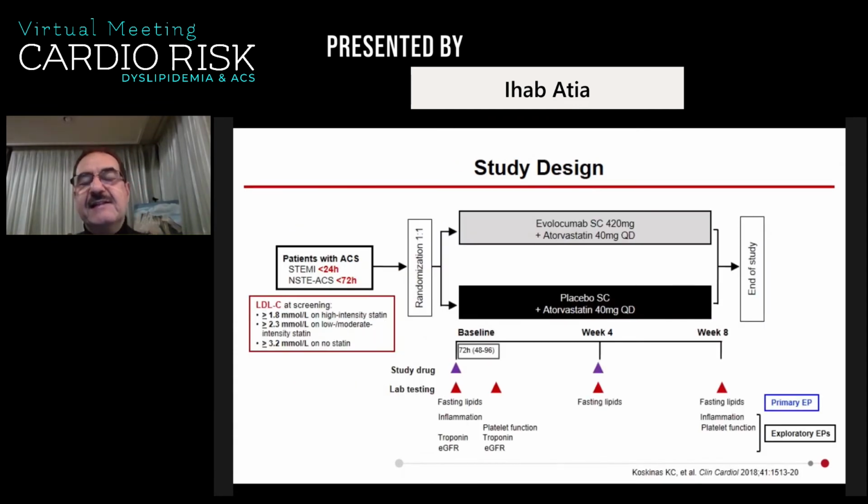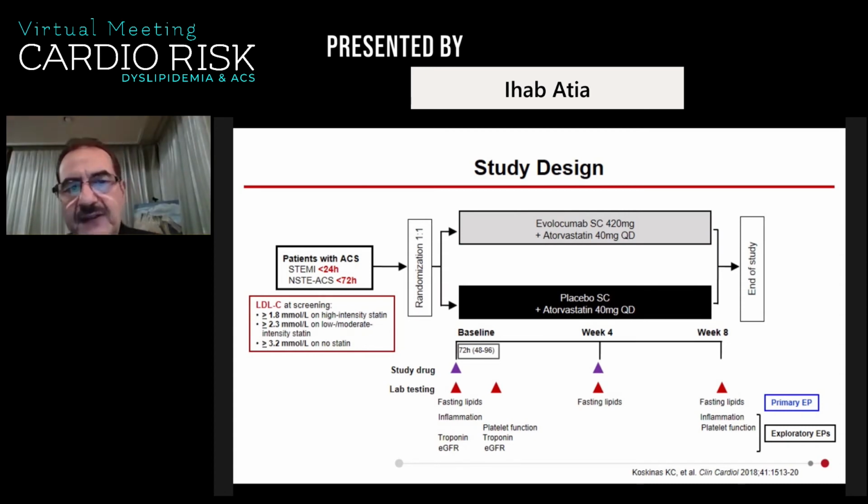And this is the study design. We see here that the patients that had STEMI were already randomized in less than 24 hours, quite ambitious. Before 1 day, they were already randomized in the study. Those that had non-ST elevation ACS were randomized in less than 72 hours, and the LDL at screening values were above 70 on high-intensity statin, those above 90 on moderate-intensity statins, and those above 120 milligrams on no statins at all.